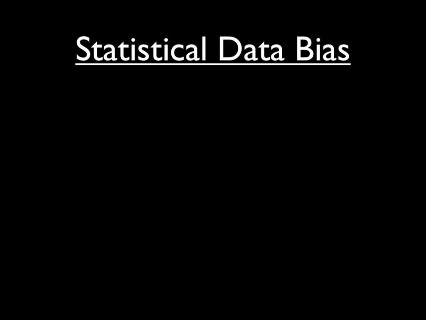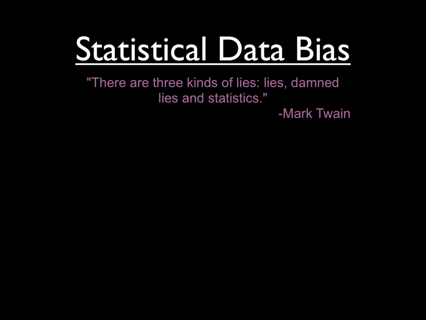Statistical data bias. Now these are less obvious than maps even, because even with maps, how you draw it, how big the country is, etc., those are also premises put forward by each map. But statistical data is not as obvious. So let's start with a quote by Mark Twain. There are three kinds of lies. Lies, damned lies, and statistics.